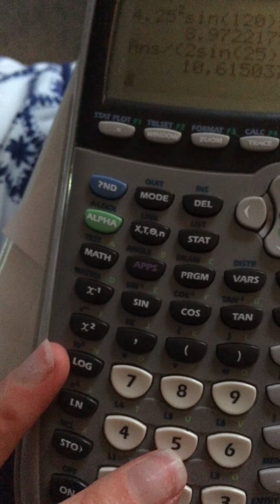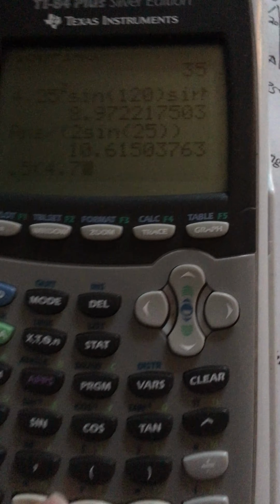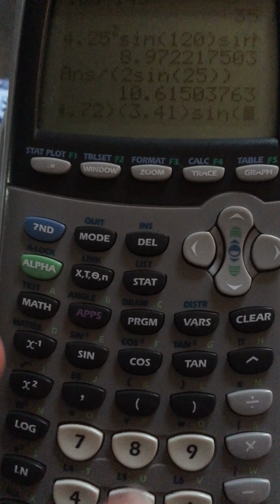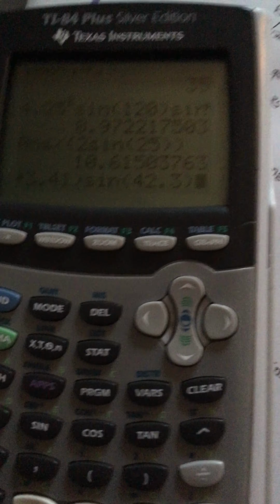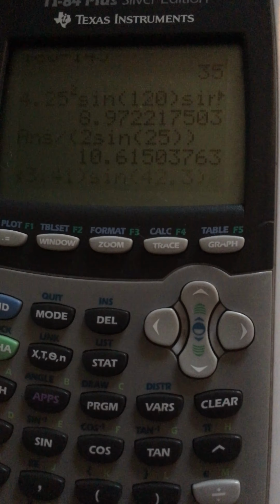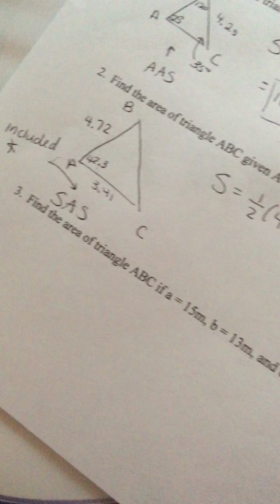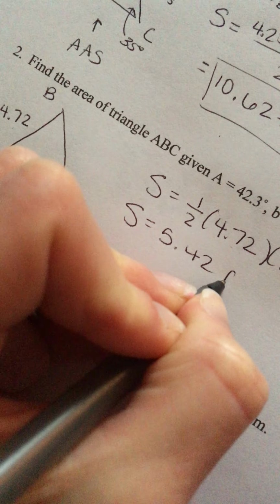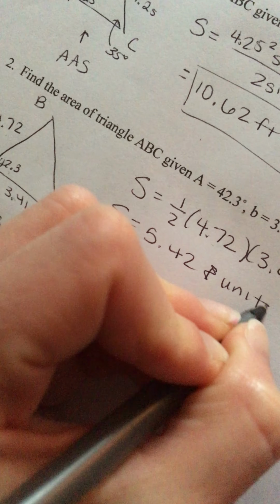All right, so 0.5 for 1/2, 4.72, 3.41, sine 42.3. Once again, I feel like I haven't said this in a while, but just make sure your calculator is in degree mode here. Okay, so 5.42. I don't have units, we'll just say units squared. Cool.